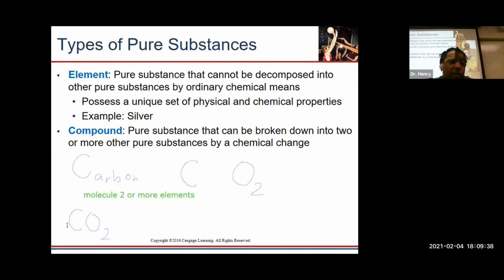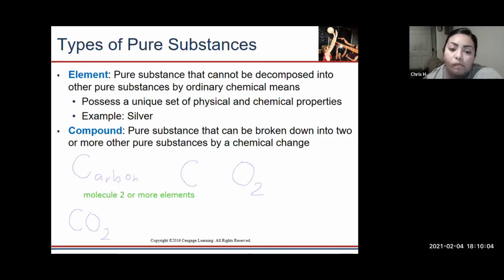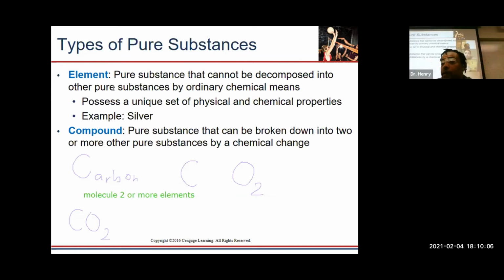Okay, it's also a molecule because there's 2 oxygens and there's a carbon. So that's a total of 3. Right? Where O2, it's a molecule, right? Because there's 2 or more of them. Because there's 2 oxygens, okay? And it's also an element. Okay? Are we good? Yes.